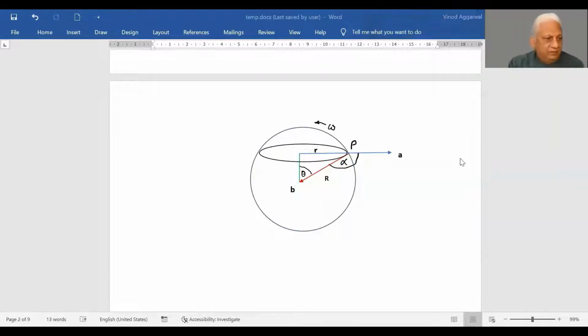There is another very peculiar phenomenon related to circular motion. We have our Earth here, and let us say there is a point P here.